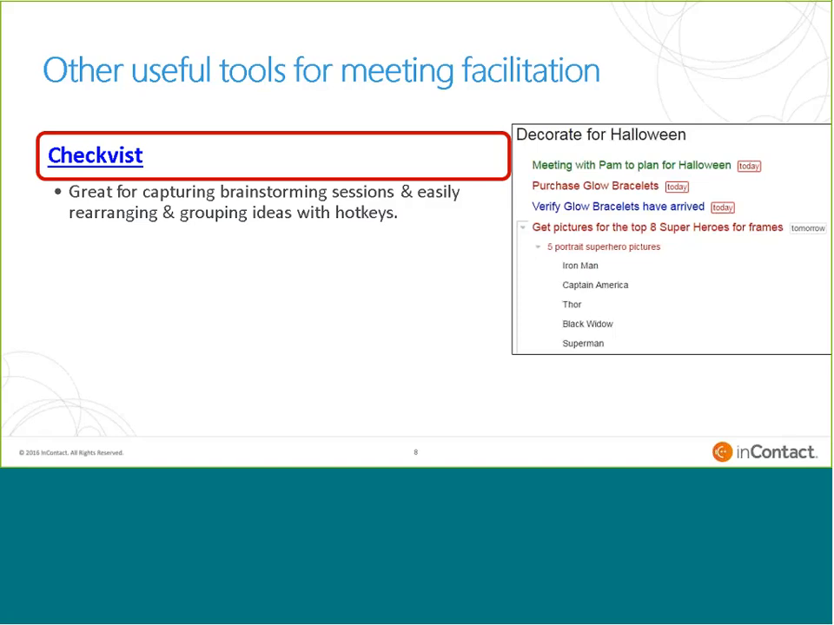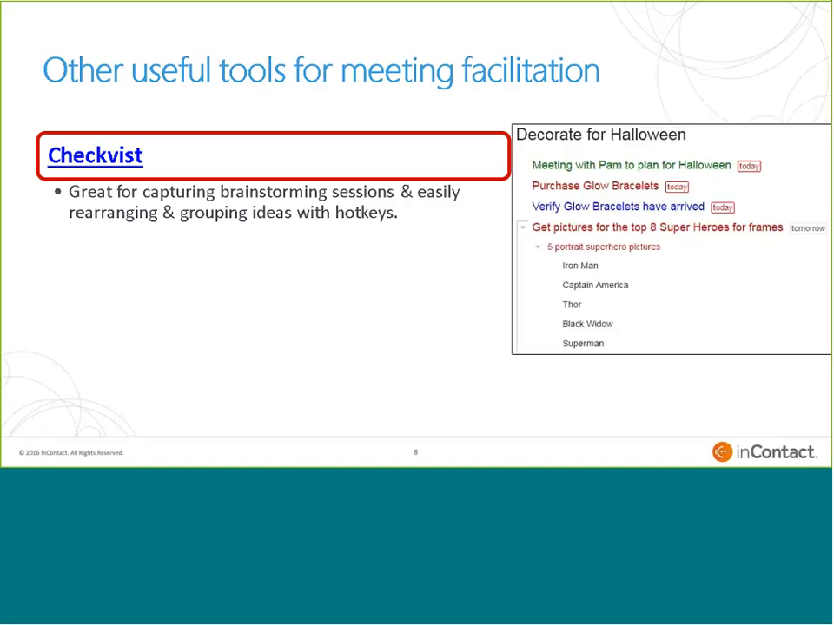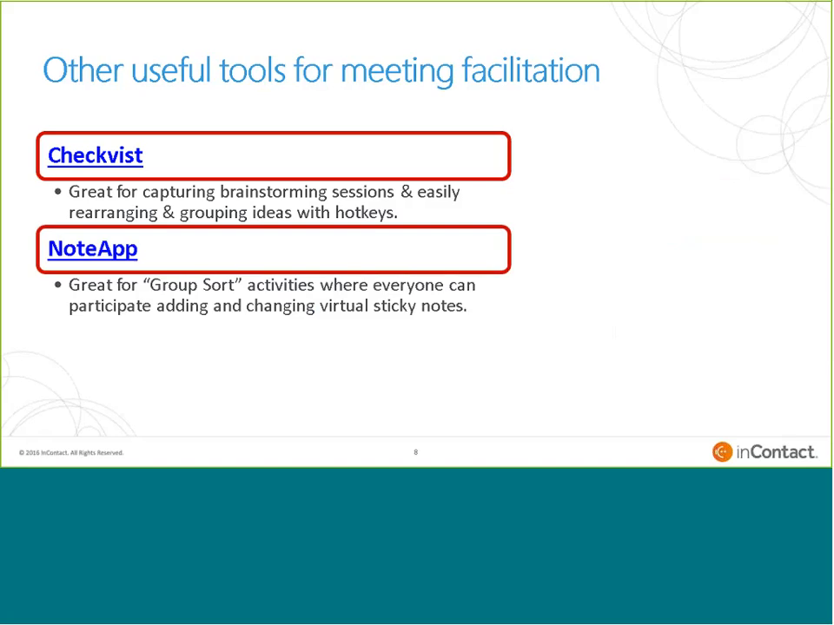So I can take meeting with Pam and pull it to the top and get pictures for the top 8 superheroes, and I just hit Control and down, down, down, and it goes to the bottom of the list. So easy for brainstorming where you want to rearrange a lot of ideas, because OneNote's not as great at that. It's also a great task management system. It's the one that I talk about in our task management training, but that's a different story.